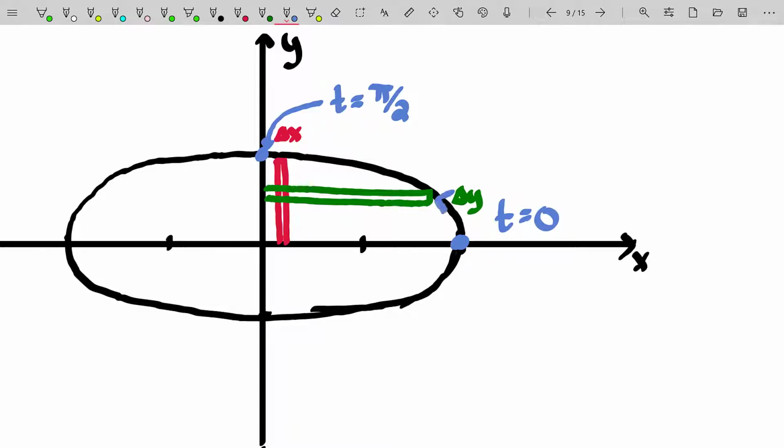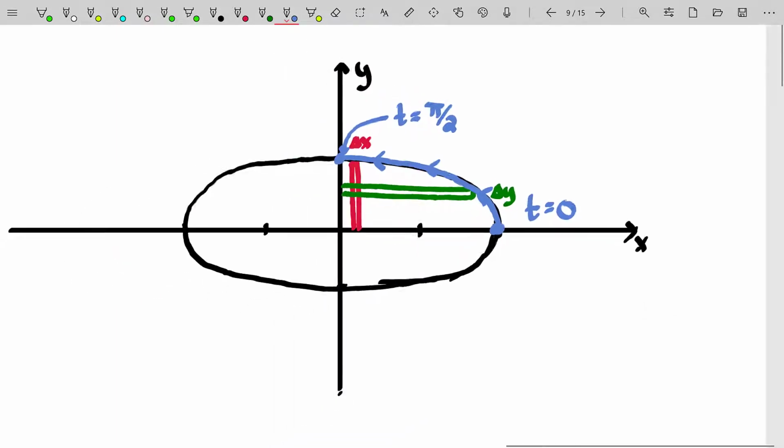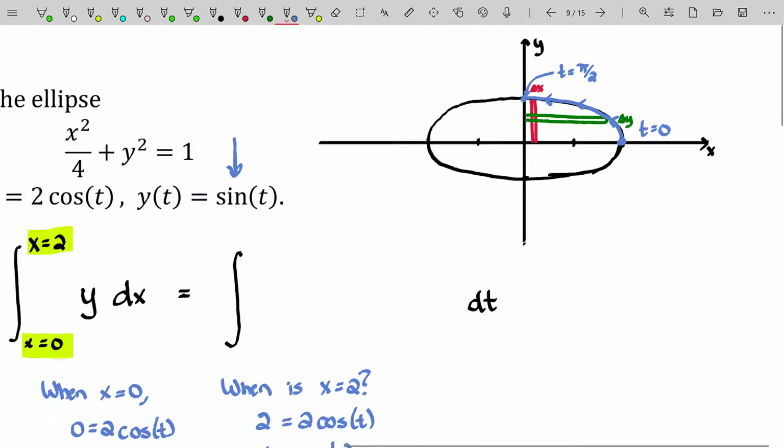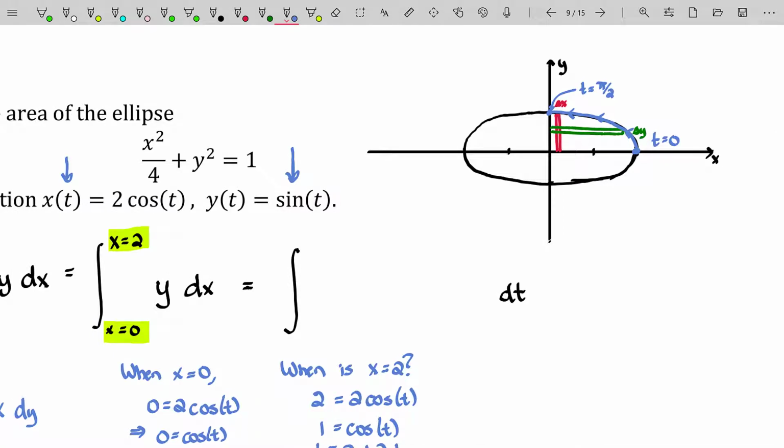So the flow of this is actually this way, right? We could see that as time goes from time 0 to time pi over 2, the curve flows to the left, which is kind of weird for us. However, again, the integral should go from x equals 0 to x equals 2. That is, again, corresponding to time equals pi over 2 to time equals 0. A lot of students dislike that, but it is absolutely true. That is the direction of travel of the particle along the edge of this ellipse.